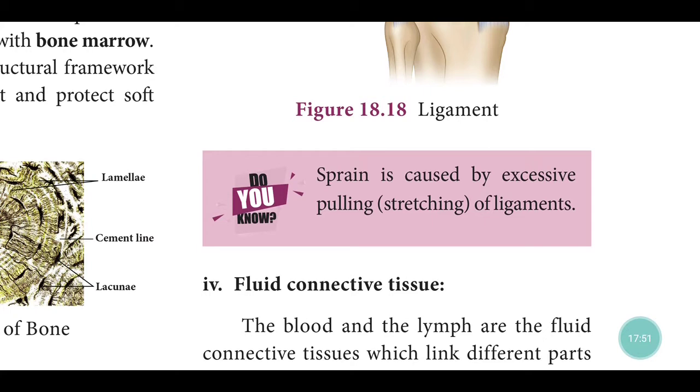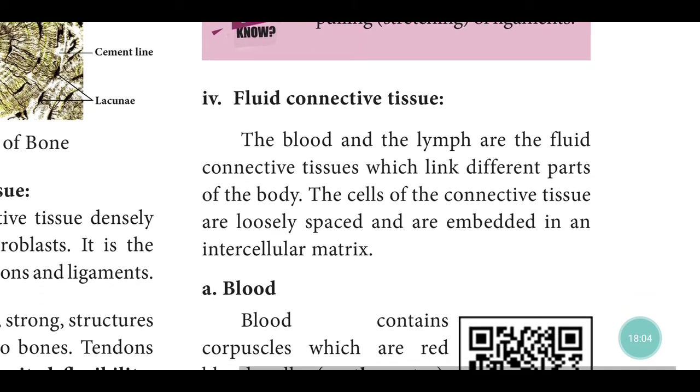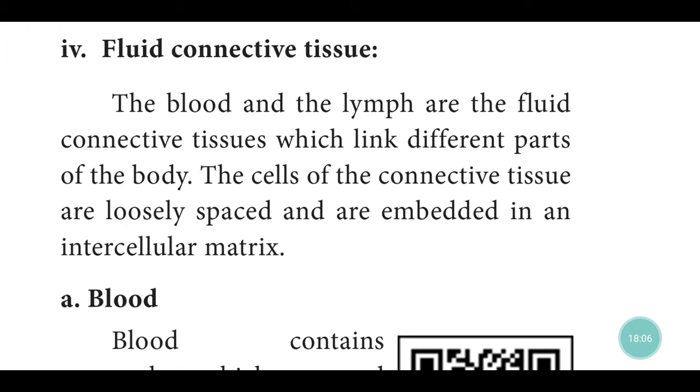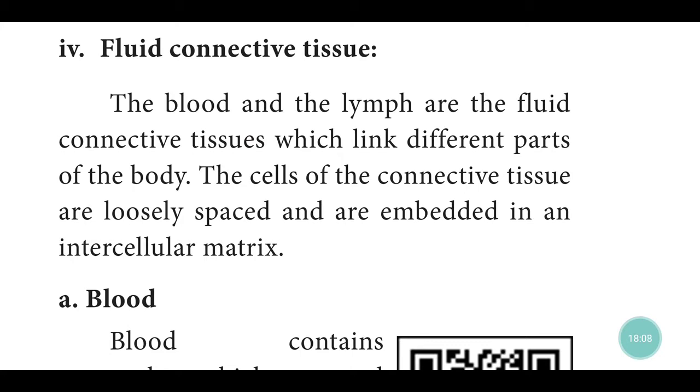We can't use our muscles properly for some time. Okay, that is a sprain. It is caused by excessive pulling, stretching of ligaments. Next, fluid connective tissue: fluid, water-like connective tissue. The blood and the lymph are the fluid connective tissue. The remaining, all water-like, is solid connective tissue, which links different parts of the body.